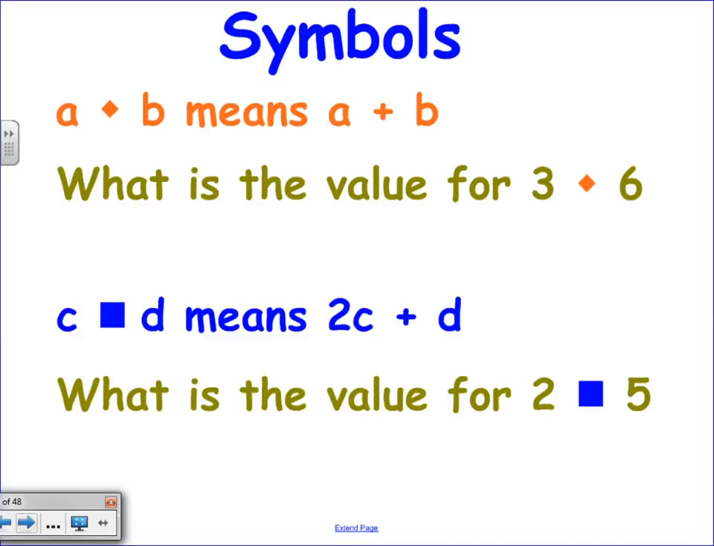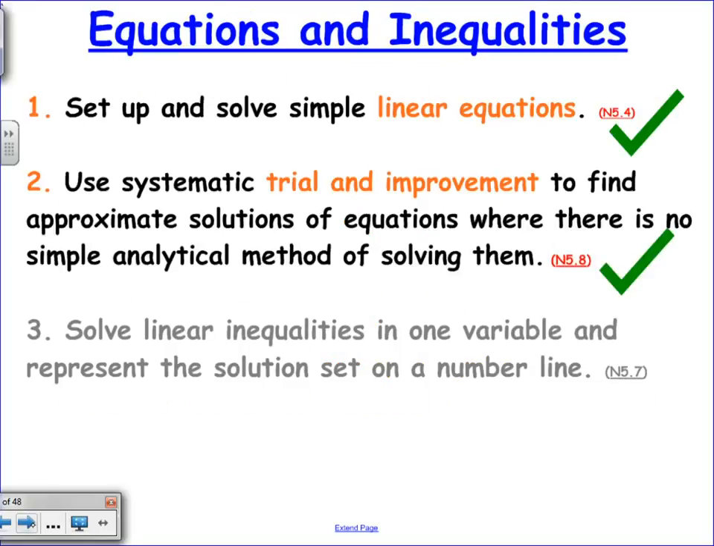To show you a more complicated version of the same question, and there are some in your assignment, you've got C squared D means 2C plus D. If I substitute 2 and 5 for C and D, what's the outcome? All it's asking you to do is swap C for 2 and D for 5. So it becomes 2 times 2, which is 4, plus the 5, which again is 9. Can you see what they're doing there? Okay? And that's us done, really, the first learning outcome.